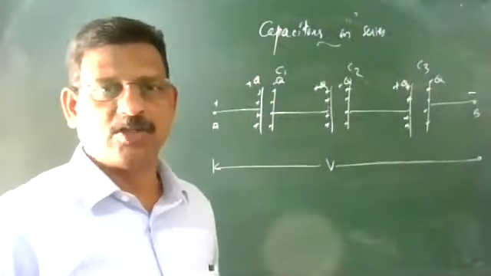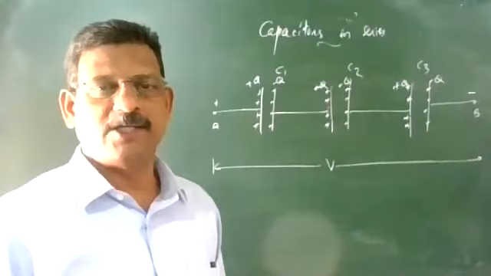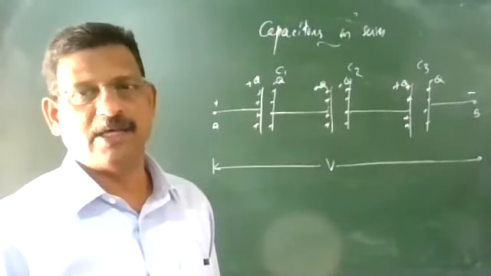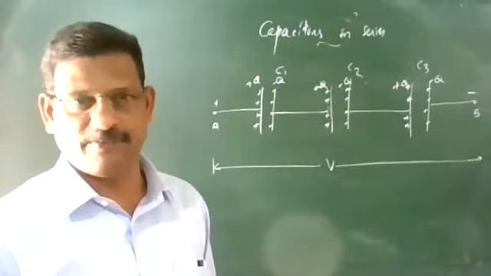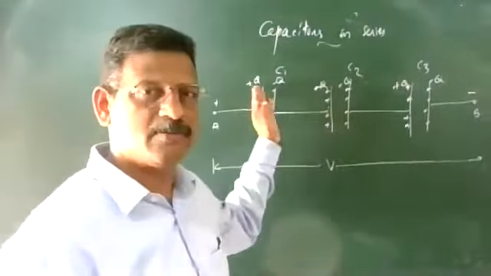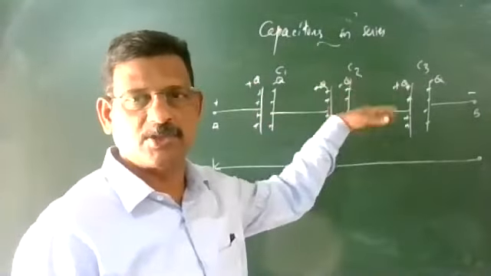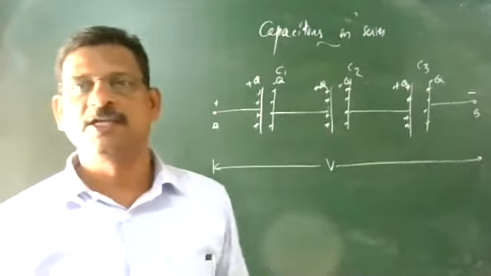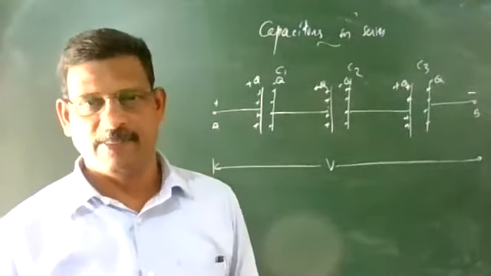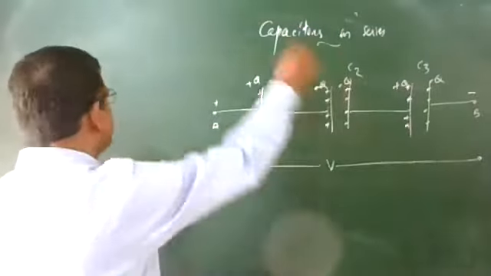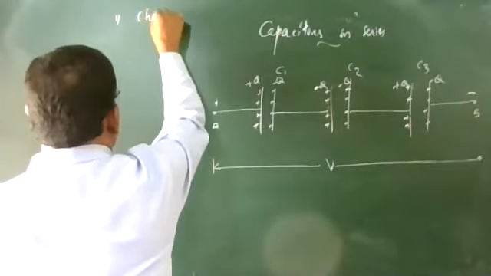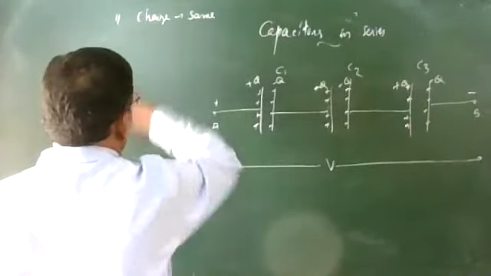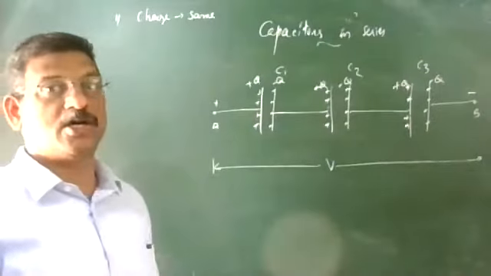So in series connection, the charge remains the same on all capacitors. Take any capacitor in series connection, the charge remains the same. If it is plus Q charge, minus Q charge, plus Q charge, minus Q charge, plus Q charge, minus Q charge, like this, the amount of charge remains the same on each capacitor. So the first point: in series connection, charge remains the same on all capacitors.